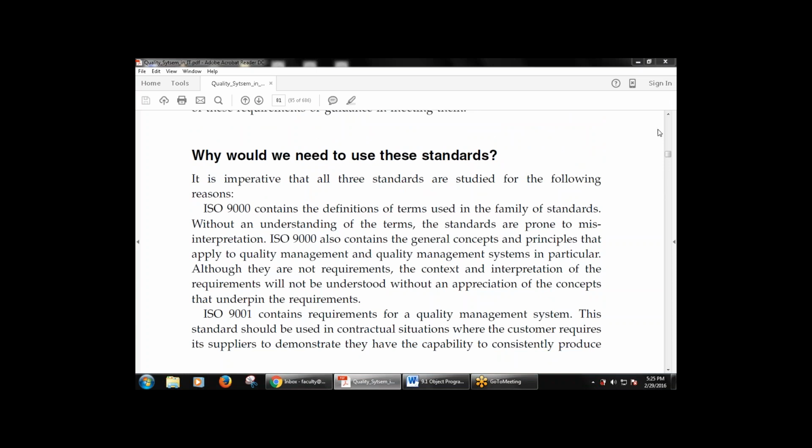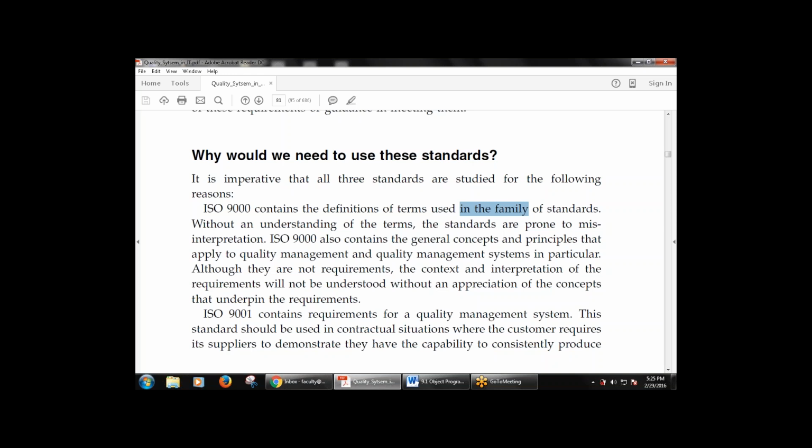The next question is why we need to use these standards. It is imperative that all three standards are studied for the following reasons. So what are the various reasons? ISO 9000 contains a definition of terms that is used in the family of standards. Without an understanding of the terms in ISO 9000, the standards are prone to misinterpretation.